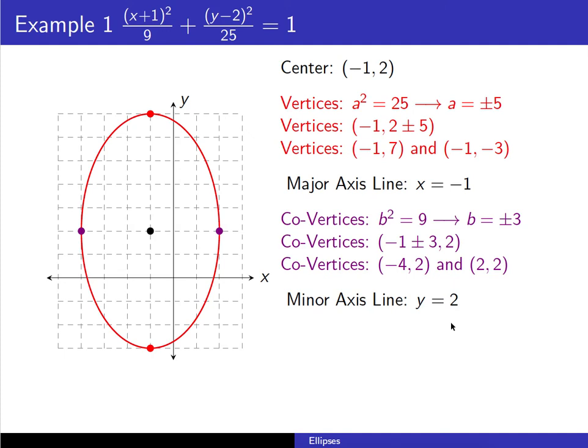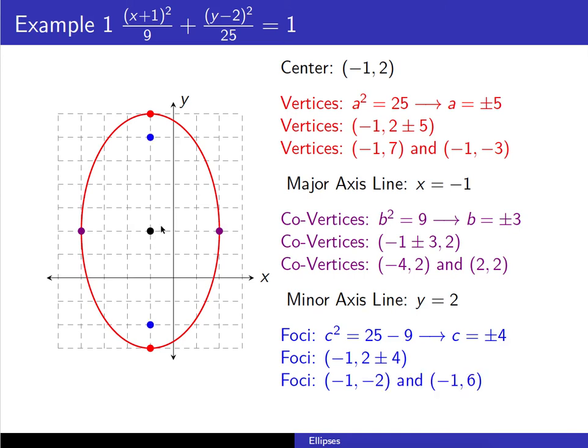Now for our focal points, our foci, because it's a tall ellipse, those are going to be c units above and c units below our center. And to get the value of c, we have to take a squared minus b squared. So a squared is 25, b squared is 9, 25 minus 9 is 16. And when we take the square root of 16, we get plus or minus 4. So we're going to count up 4 from our center and down 4 from our center, and that's going to make the coordinates of our foci (negative 1, negative 2) and (negative 1, 6). So those are our foci.